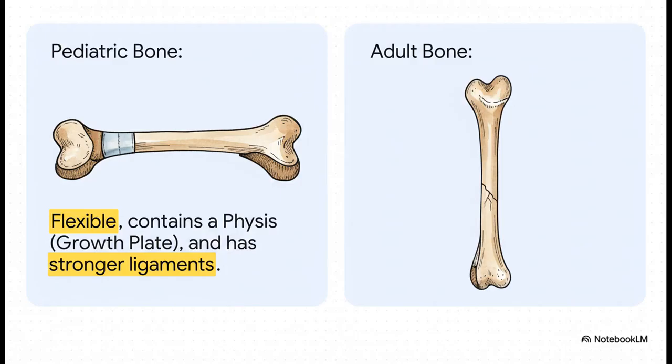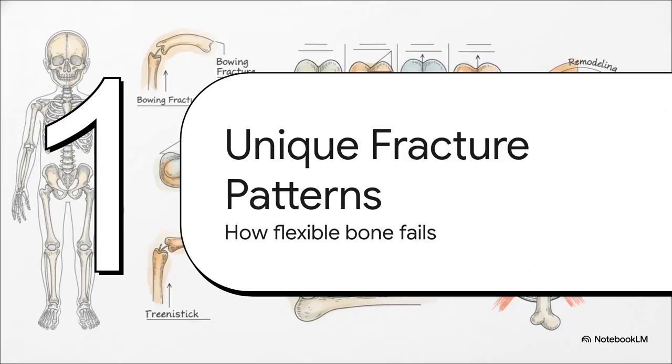So, the first thing you've got to get your head around is this: a child's skeleton is not just a miniature adult skeleton. Its properties are fundamentally different. I mean, pediatric bone is way more flexible. It has that active growth plate, the physis, and get this, the ligaments are often stronger than the bone itself. It's a completely different world from the brittle, fused skeleton of an adult, and that dictates totally different injury patterns. And because of that flexibility, you get these really specific fracture patterns that you will only ever see in kids.